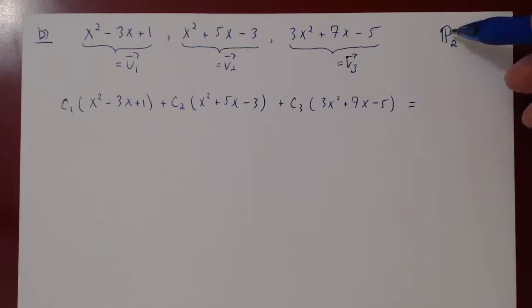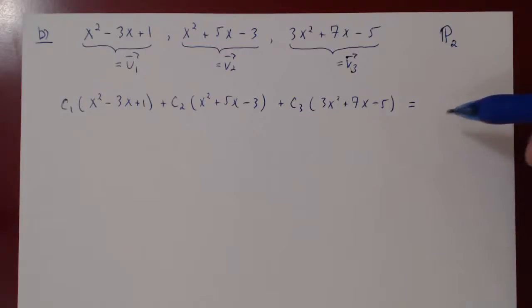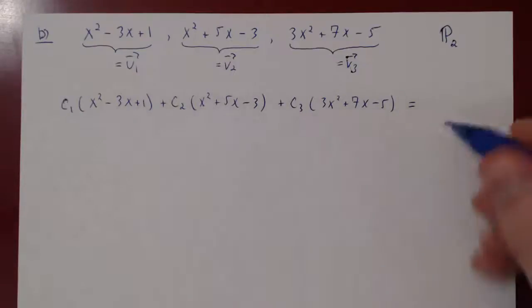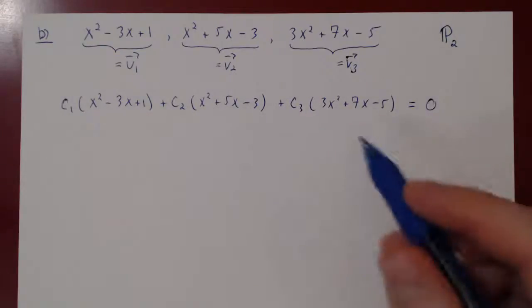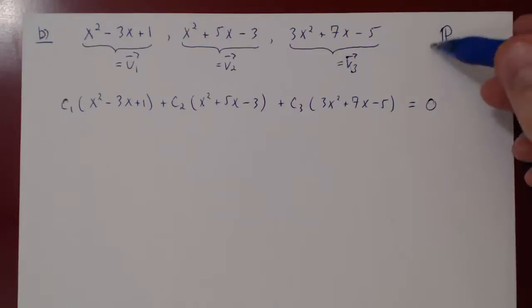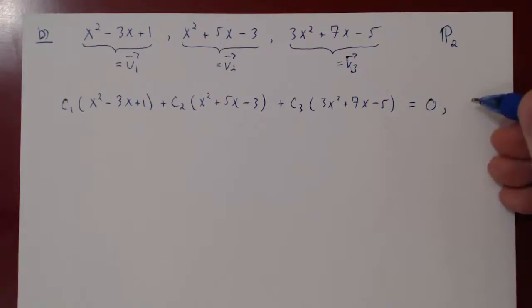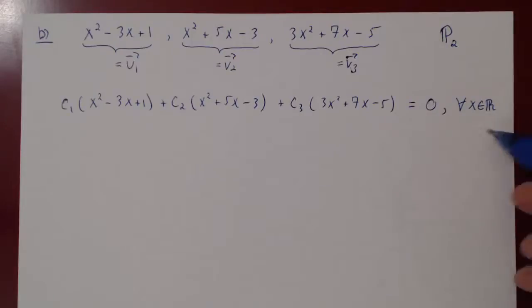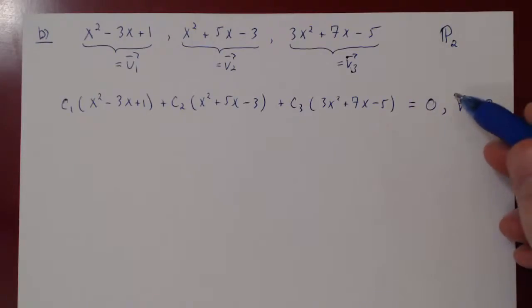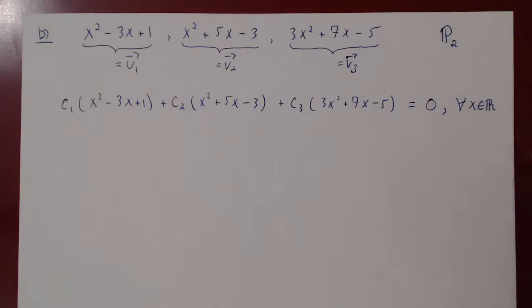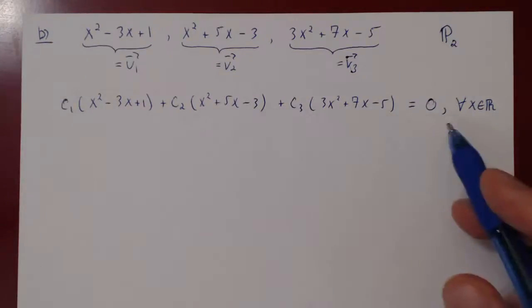Well, we have a space here of polynomials. The zero vector is the zero element, the zero polynomial. Therefore, this is simply equal to 0 for all values of x. As I've said, the zero vector from the vector space P2 is the zero polynomial. So this is true for all values of x in the reals. If you haven't seen this notation before, the inverted uppercase A means for all values of x in the real numbers. And now the question is, how do we solve for this linear combination?